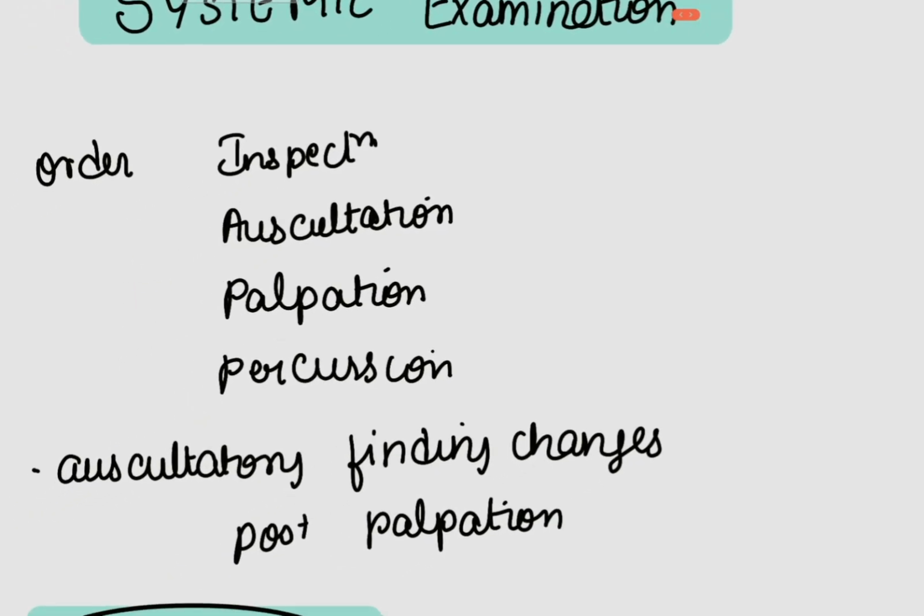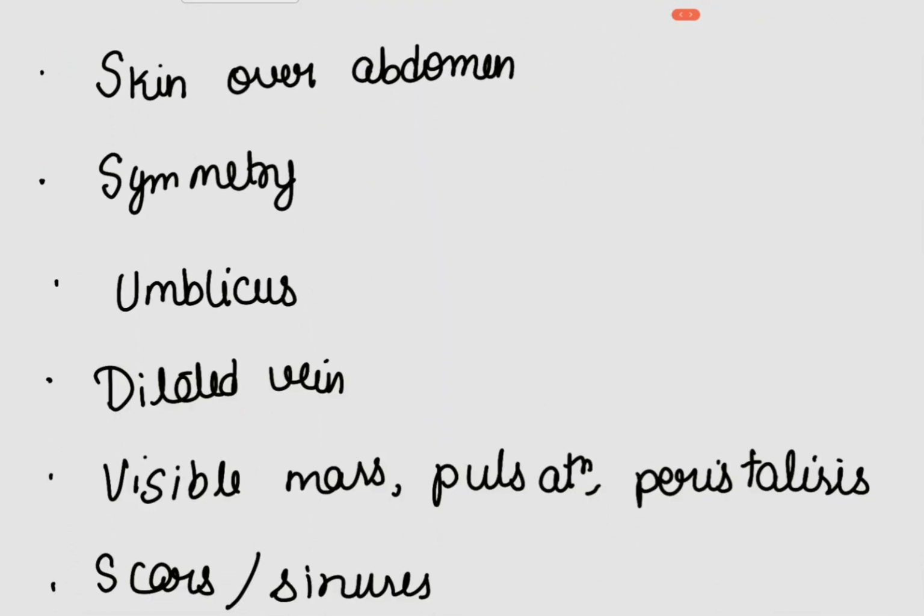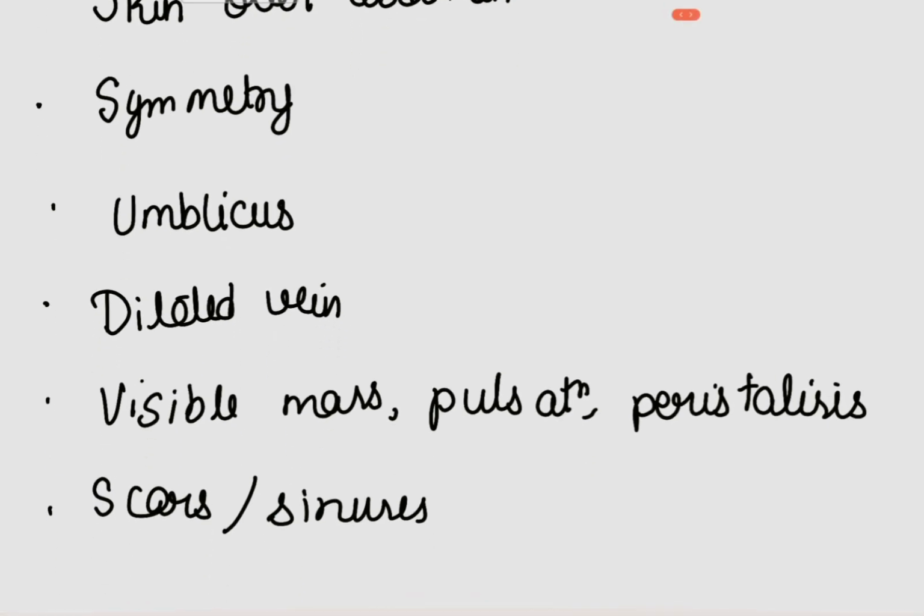Systemic examination. For systemic examination, the order usually followed is inspection, palpation, percussion, auscultation. We don't follow that here because the preferred order is auscultation ahead of palpation and percussion, because auscultatory findings tend to change post palpation. Then inspection of abdomen mainly: shape, distension, was it localized or generalized, were the flanks free or full, skin over the abdomen, symmetry, umbilicus position, dilated veins, visible mass, pulsation, peristalsis, any scars or sinuses.